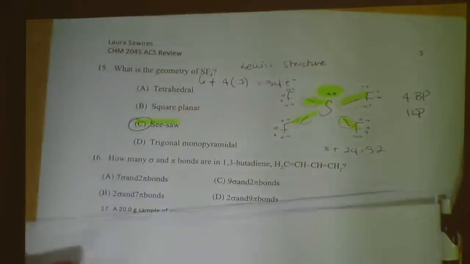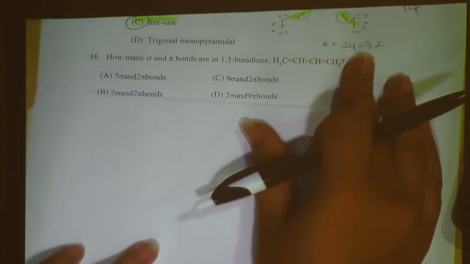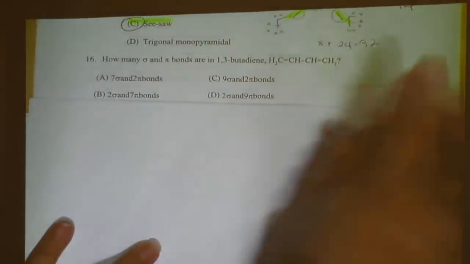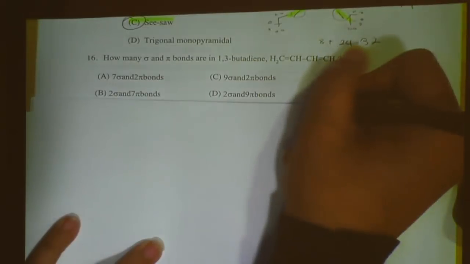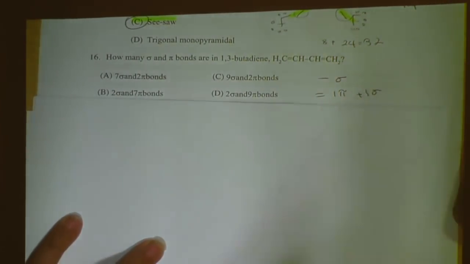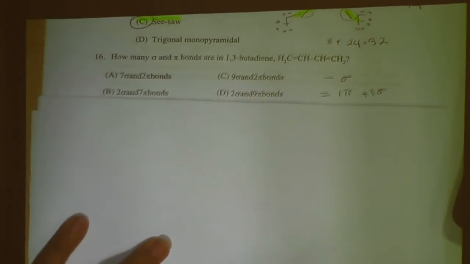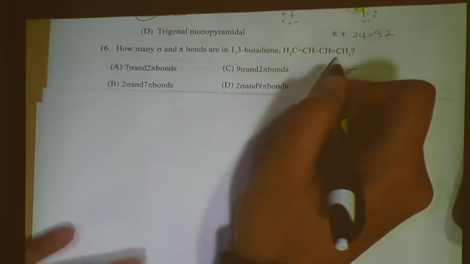Number 16. How many sigma and pi bonds are in 1,3-butadiene? So a single bond has a sigma. A double bond has 1 pi and 1 sigma. Okay? So here, what you have to do is draw it out even more.